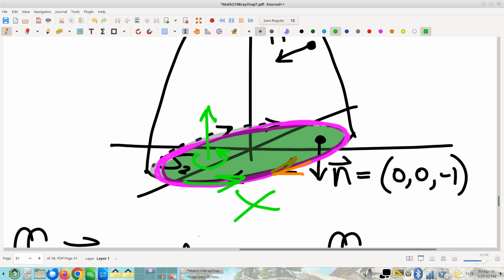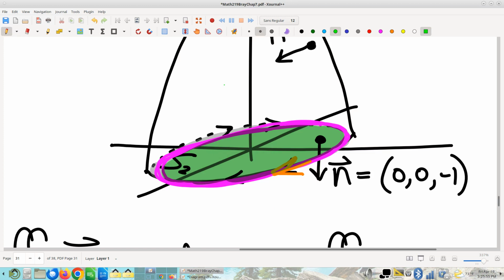Right? My original surface oriented my boundary that way. This, a shot in the dark, a coin flip, right? A random attempt at an orientation of my new surface orients me the other way on the boundary. So that's clearly wrong. So let's get rid of that.